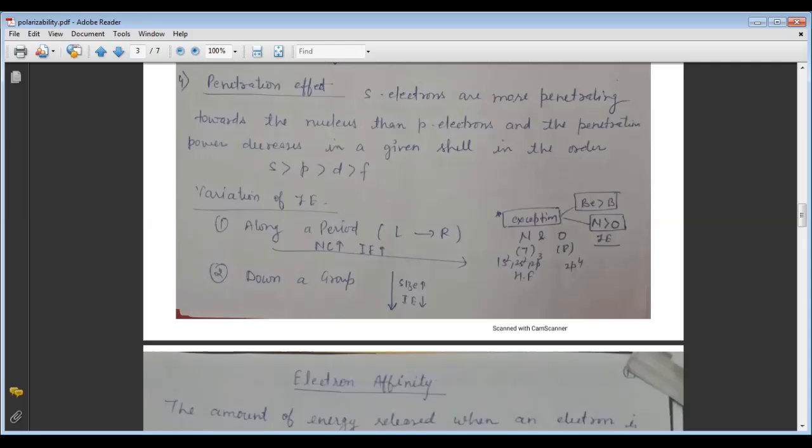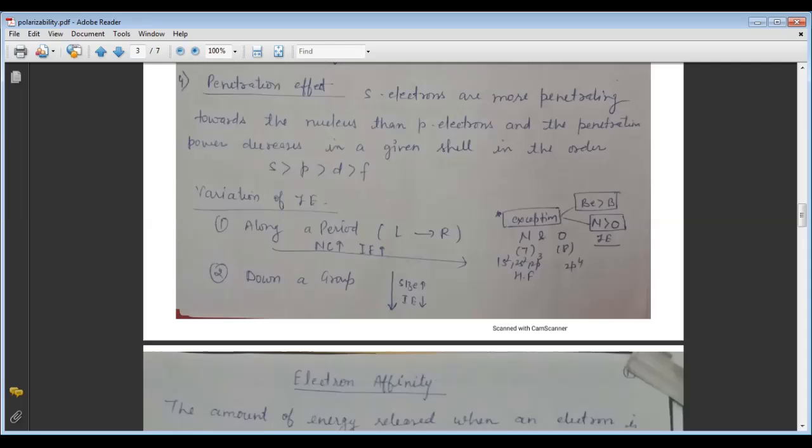Okay, and the atomic size decreases along a period, while the energy level remains the same. So we can see that the nuclear charge increases, so the ionization energy also increases. And when we go down a group, from top to bottom, here we can see the size will increase.